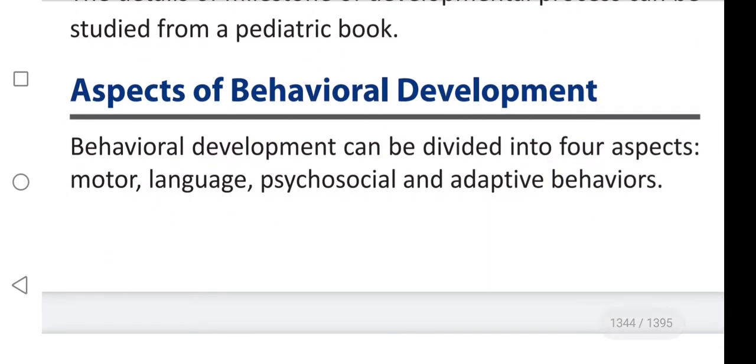Aspects of behavioral development. The behavioral development can be divided into four aspects. How many aspects? Four aspects. What are they? Motor, language, psychosocial, adaptive behaviors.